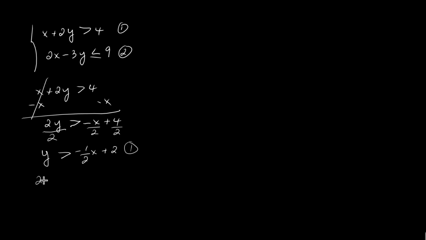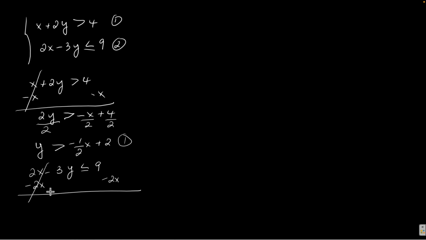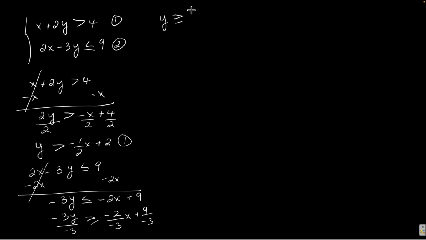Now the second inequality, 2x minus 3y is less than or equal to 9. Subtract 2x from both sides. Negative 3y is less than or equal to negative 2x plus 9. Now divide by negative 3, and remember, when dividing by a negative, we flip the inequality. Y is greater than or equal to 2/3 x minus 3.